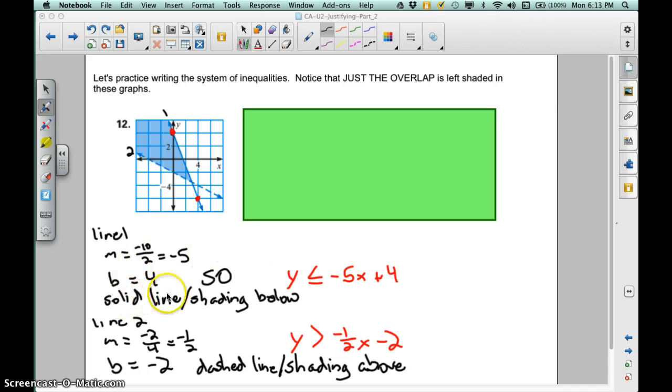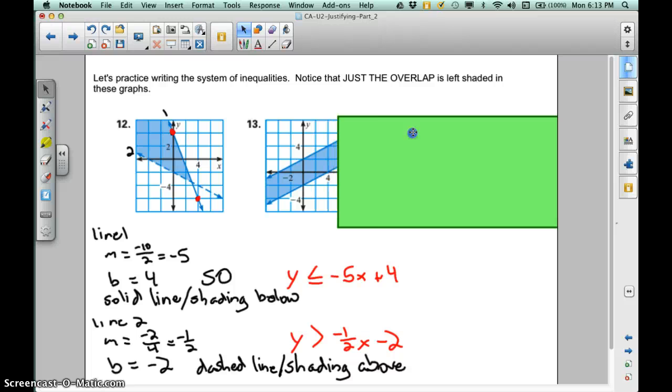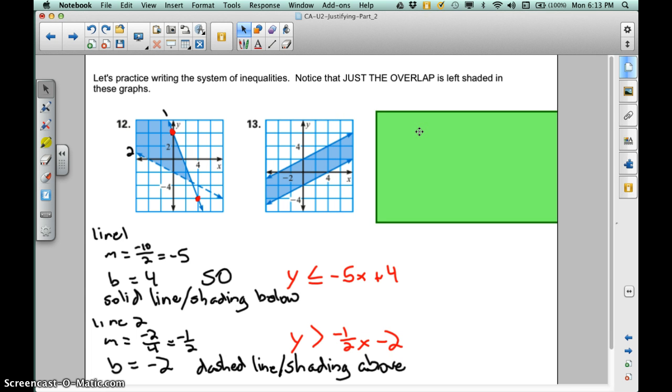I noticed a solid line, and the shading was below this line. And so that told me to use less than or equal to, and there is my slope-intercept form of my inequality. I did the same thing for line 2, and so this, in red, is the system of equations shown on this graph. I want you, when the video is over, to go ahead and do the next one on your own paper so that you can check it in class.